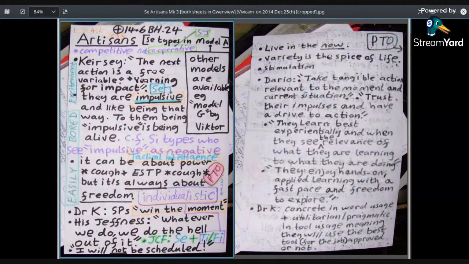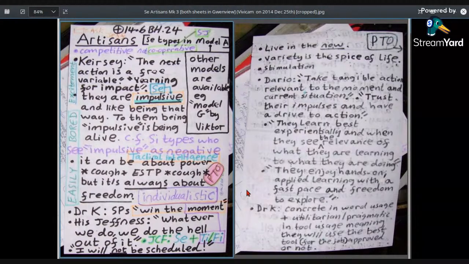IS types, ISFP. Right then. So, yearning for impact. So you can see all the emotion. So this is what you get from Keirsey. The main benefit of Keirsey is that you will understand artisans and guardians, and you'll be able to say to yourself, whoa, this SE is more complex. If you want to understand SE, folks, read the artisans chapter. If you want to understand SI, read the SI chapter. So fast pace, freedom to explore, all these extra elements with SE.